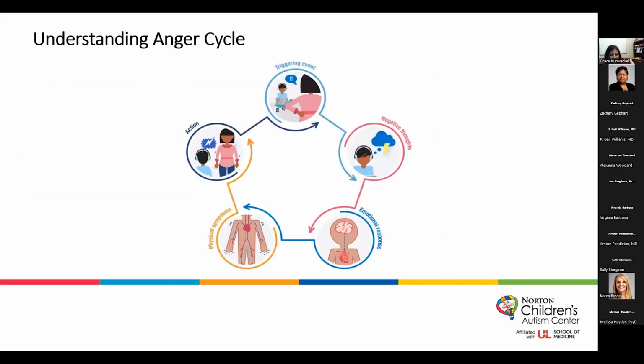So again, here is a visual that clearly explains the anger cycle. First, there is a triggering event, which leads to some negative thinking. An emotional response is triggered, accompanied by some physiological symptoms, and then leads to the action, which could be either positive or negative, depending on that cycle.